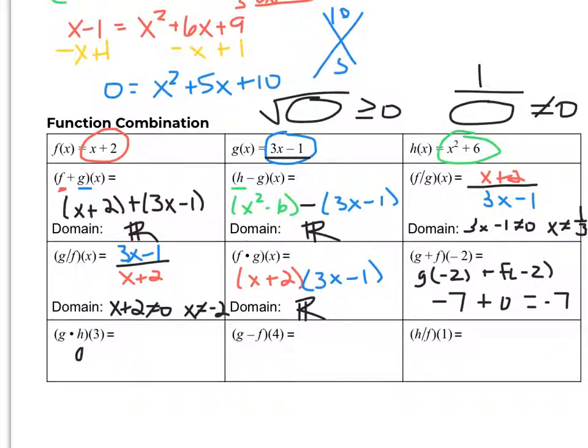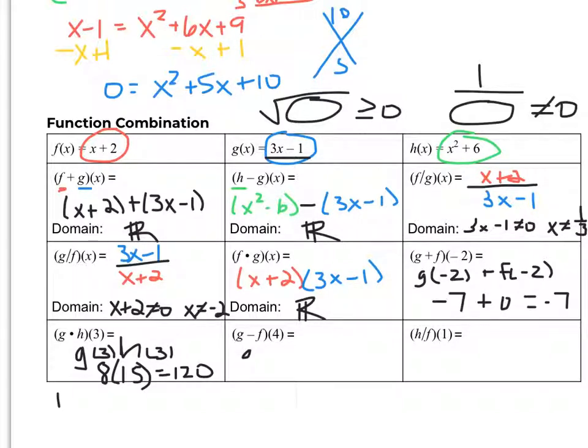G of 3 times h of 3, not n of 3, that's ugly, sorry. G of 3, so 3 times 3 is 9, minus 1 is 8. H of 3, 3 squared is 9, plus 6 is 15. Yuck. So that's going to give me, let's see, I'm trying to do all these shortcut ways, 120.